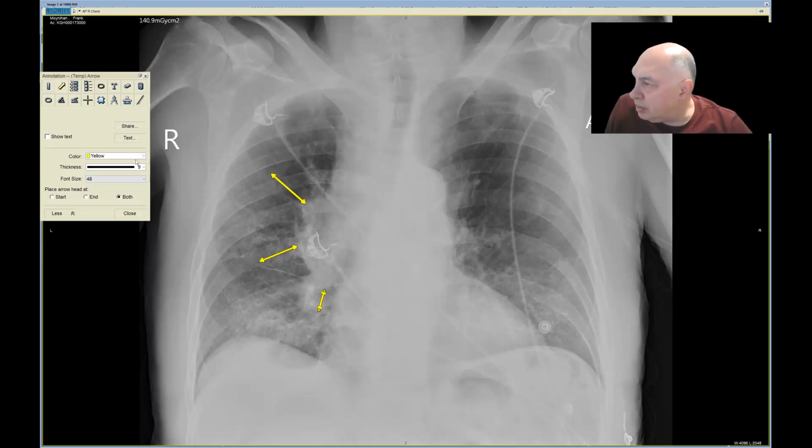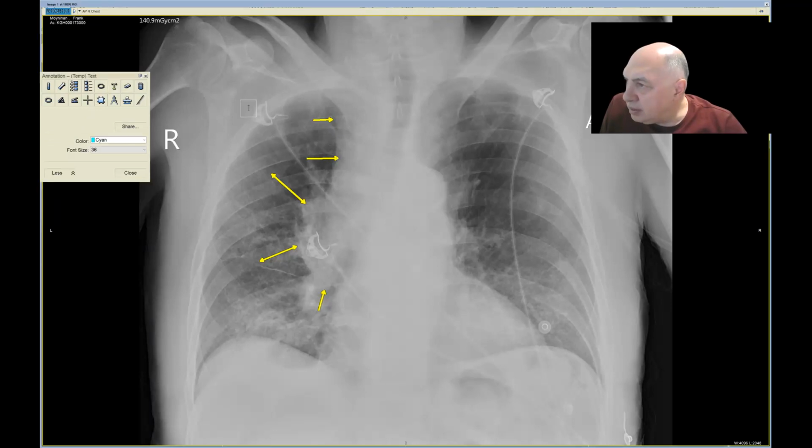There's also quite marked thickening of the paratracheal stripe, and that's suggestive of quite extensive adenopathy in this region.